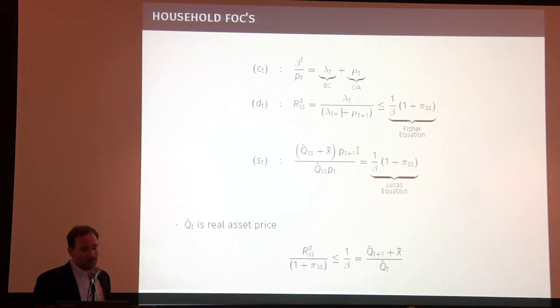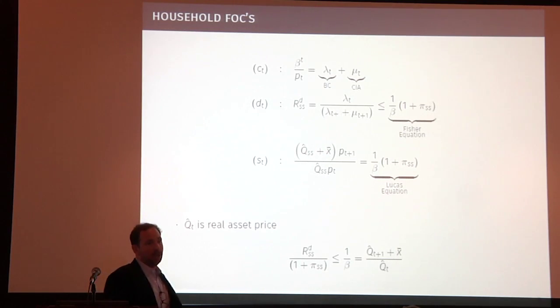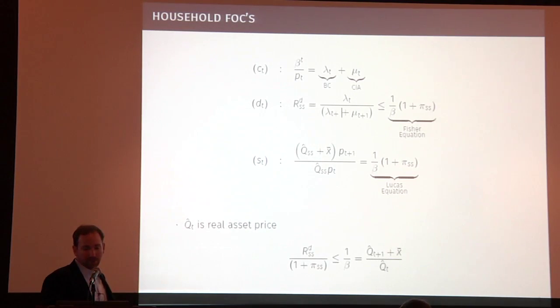Now, when you look at how households price assets, that extra liquidity benefit, that extra benefit of having an asset that you can use to consume tomorrow, is not present there, because you need deposits to buy those assets. So in steady state, you get a Lucas pricing equation, but it means that deposits are return dominated by loans, by assets.